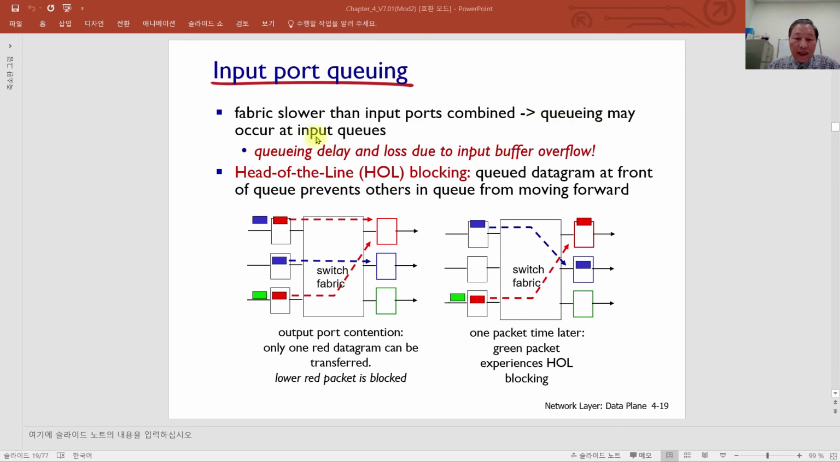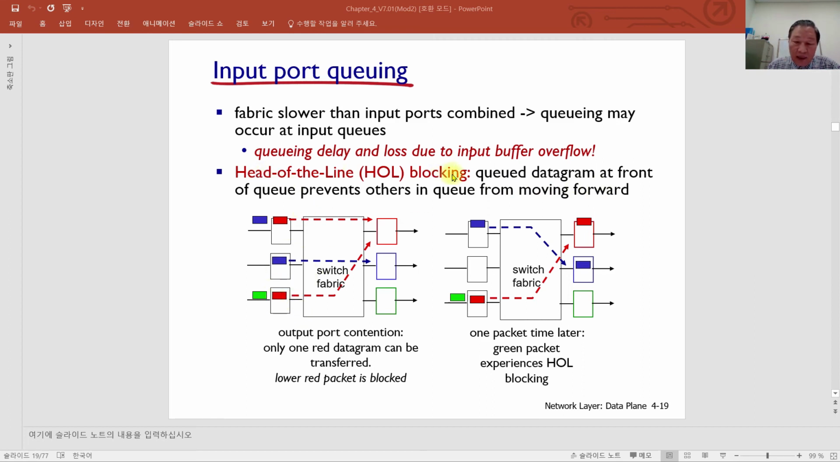Queuing may occur at input queues. Here, queuing delay and loss due to input buffer overflow. This is the input buffer. And the head of the line blocking. This one is the line, and this first one is the head of that line. This explains that: a queued datagram at the front of the queue prevents others in the queue from moving forward.